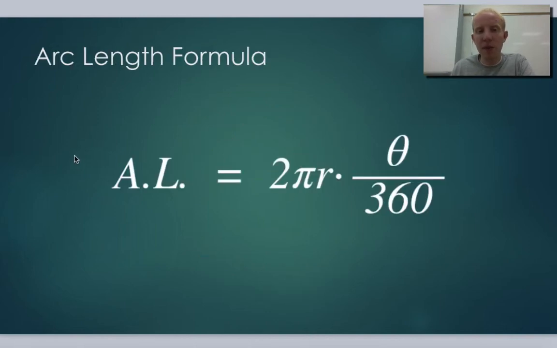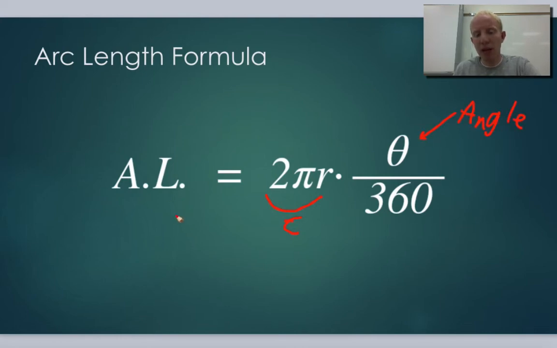So the official formula for the arc length, that distance of the arc, how far you'd have to travel along that arc, is equal to 2 pi r times the angle over 360. And again, this 2 pi r is the same as the circumference. So that's the circumference that you're finding, and then you times it by the angle over 360. So this is the angle.